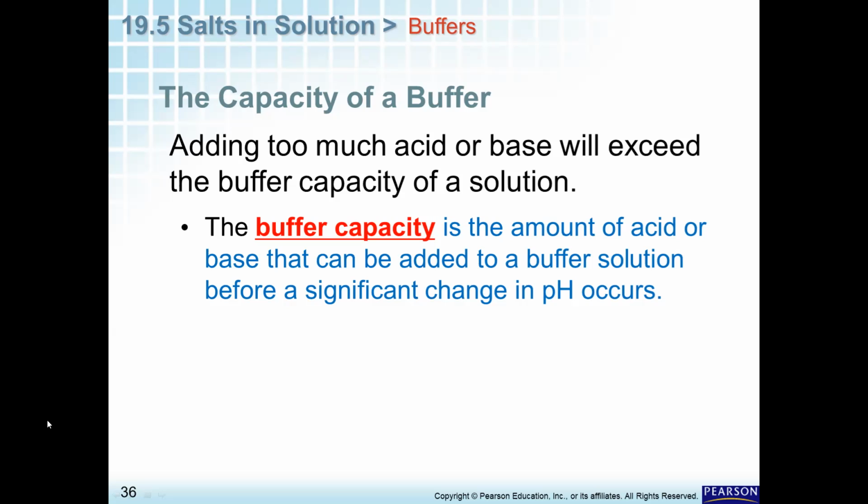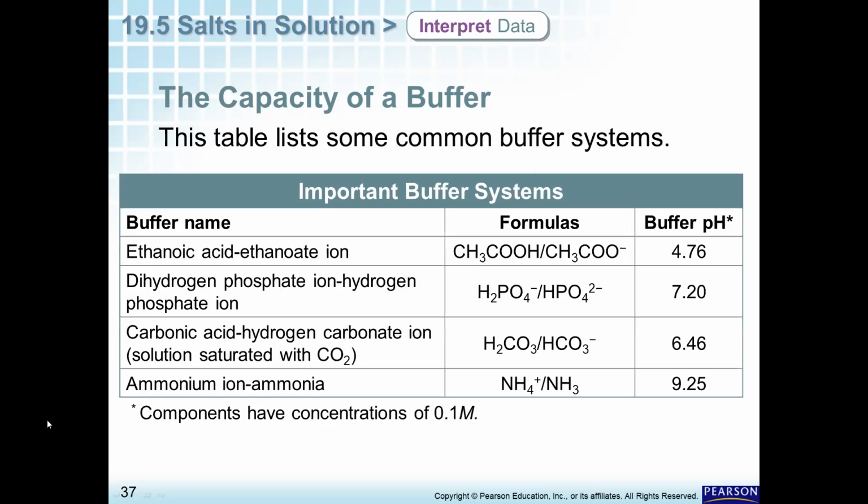That's the same thing. The buffer can keep the pH fairly constant as long as you add a certain amount of acid. If you exceed that amount, it no longer works. So that amount is called the buffer capacity. How much you can add. Okay, we went over time, but I have to finish this part because this will finish the whole chapter.